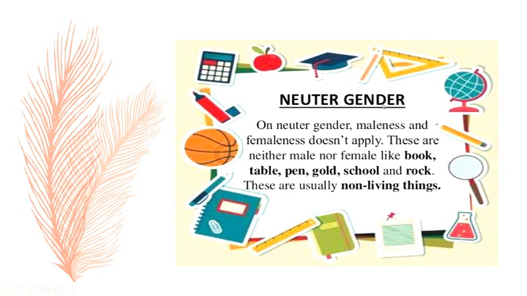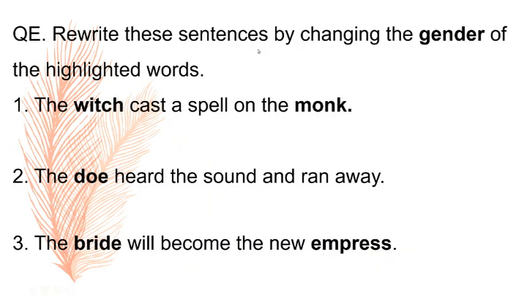Okay? Now based on this knowledge, again, let us have a practice of gender nouns. So rewrite these sentences by changing the gender of the highlighted words. The witch cast a spell on the monk. So this witch, you have to change it into the opposite gender noun. Monk, you have to change it in the opposite gender noun. Number two, the doe heard the sound and ran away. Again, change the word doe into its opposite gender. Number three, the bride will become the new empress. Change the word bride into its opposite gender. Similarly, empress into its opposite gender noun.